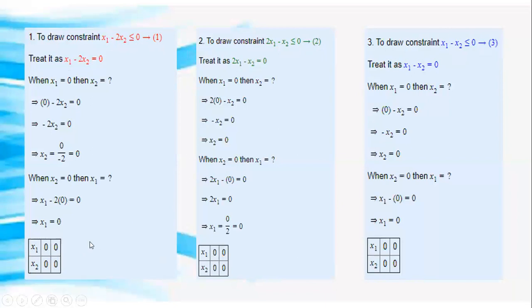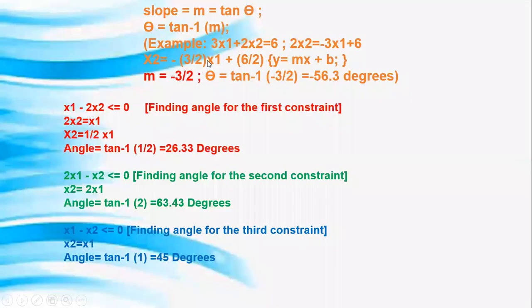In order to find that angle, we know that the slope, represented as m, is equal to tan theta. So to find the angle, it will be tan inverse of the slope. We'll take one example of how to calculate the angle, so that it will be useful for our problem. Take the equation 3x1 plus 2x2 is equal to 6.